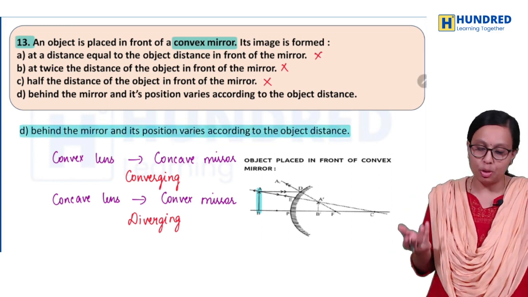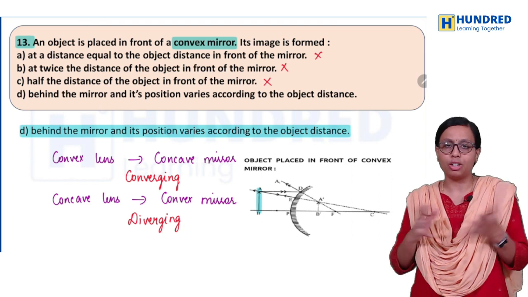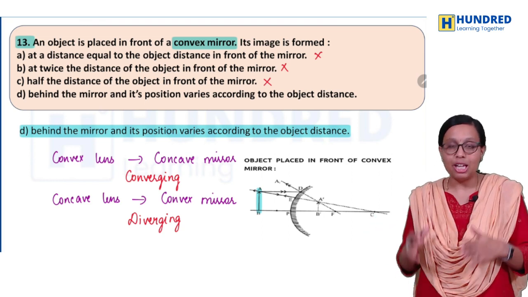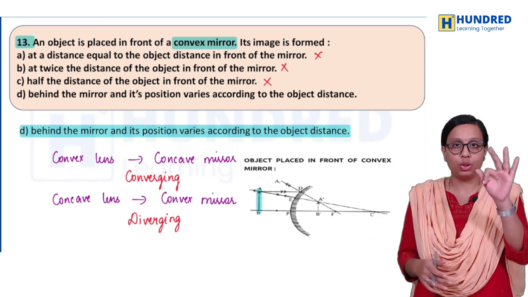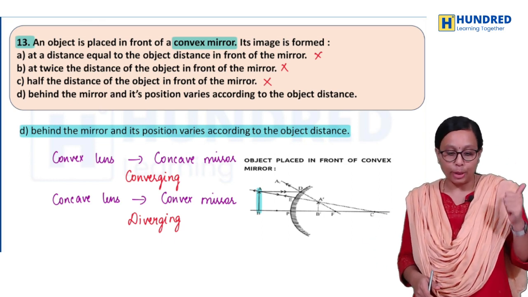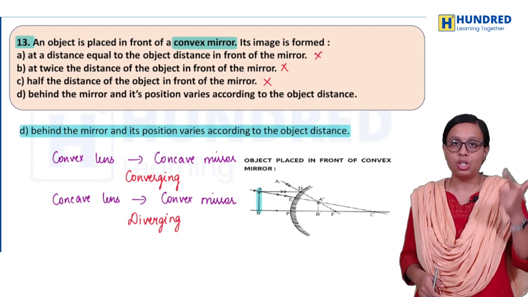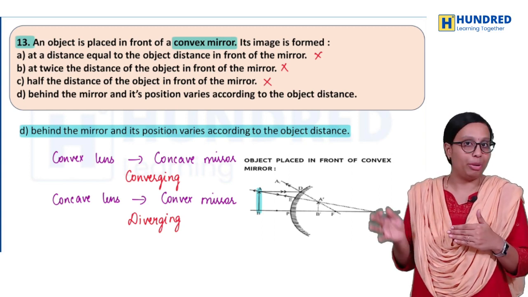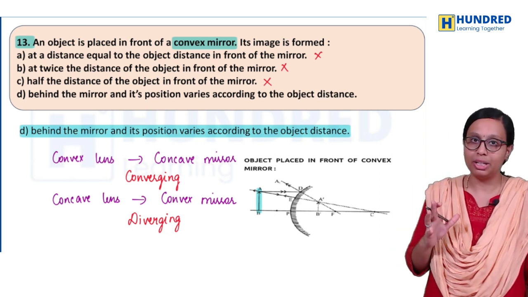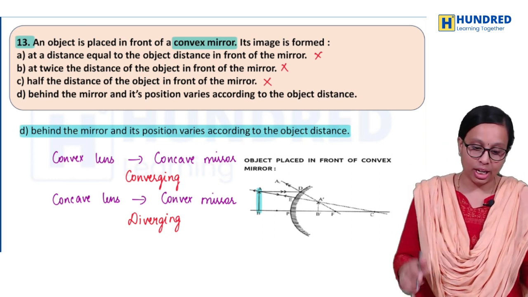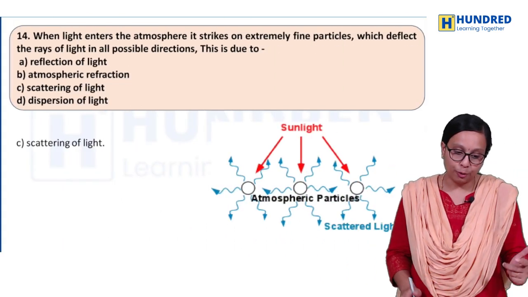Behind the mirror, and the position will vary. Wherever you place the object, accordingly you will get the image. But the image will be diminished, virtual, and formed behind the mirror. So these 3 are the nature for the convex mirror. For concave lens also it's going to be diminished and virtual. So remember these so that it will be easier for you. Okay, so moving on to the next question, the 14th question.